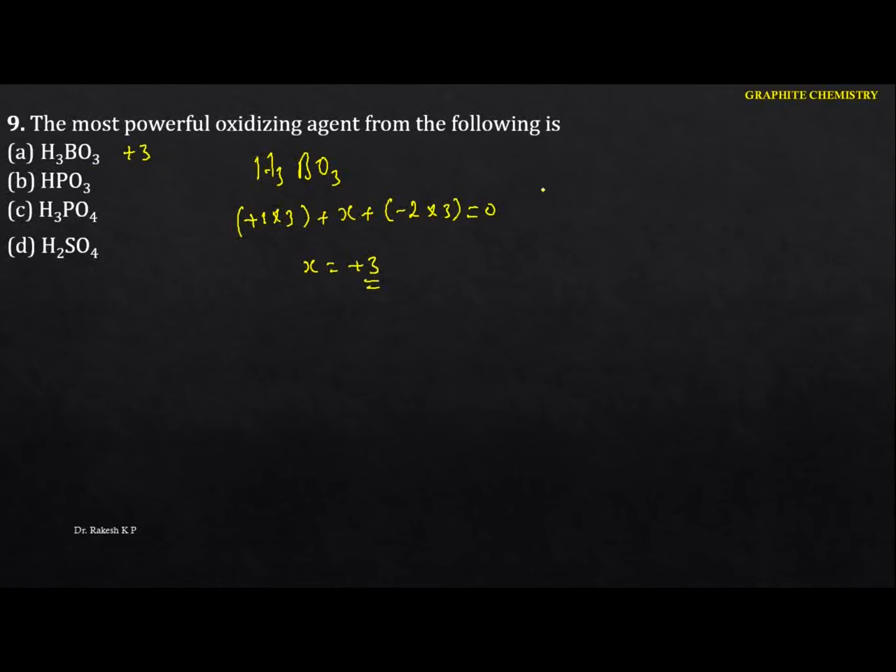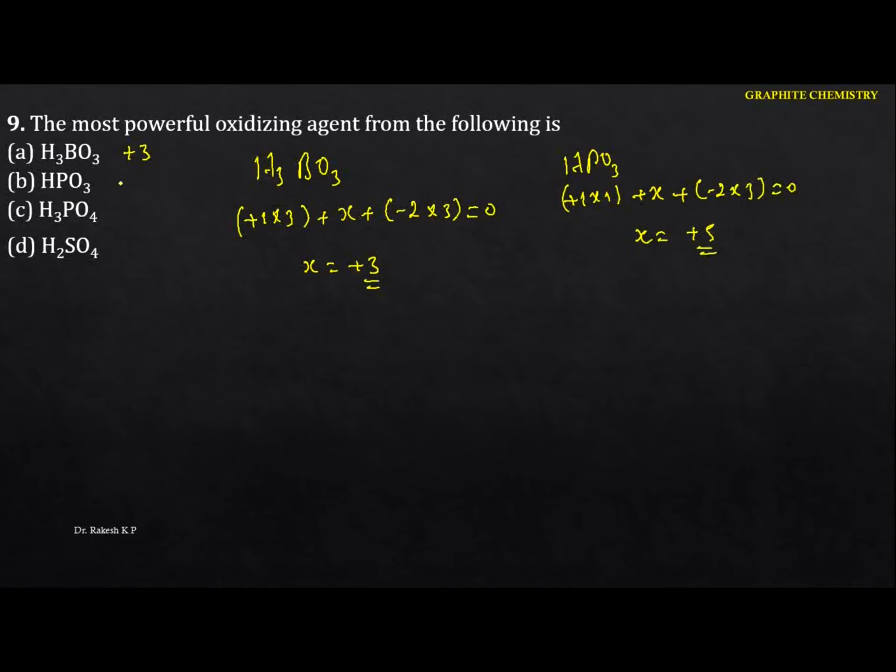Okay, so for the next one here, that is the phosphoric acid here. So if we calculate here, just go to this one. This is plus 1 into 1, and here we are going to write the X, and here it is minus 2 into 3, which is equal to 0. Okay, so X in this case we are going to get plus 1.